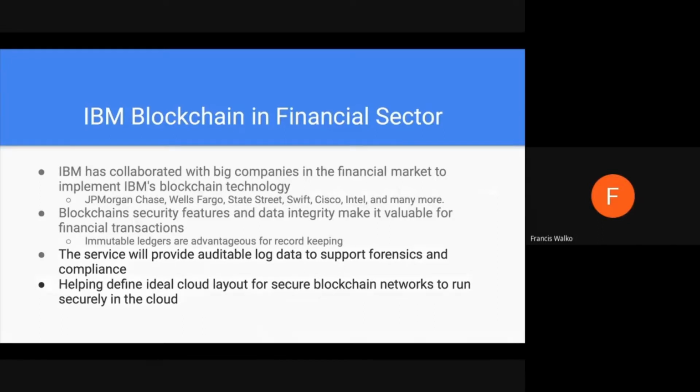The fact that blockchain ledgers are immutable makes them particularly advantageous in the financial market, as it makes them perfect for record keeping and keeping the integrity of transactional data. The data can also be used for companies to log data for forensics support as well as compliance information. Due to blockchain's advantages of data integrity and security, it helps give consumers and businesses more peace of mind.